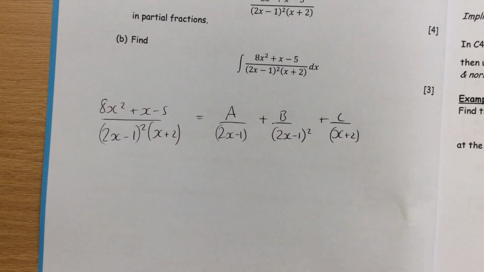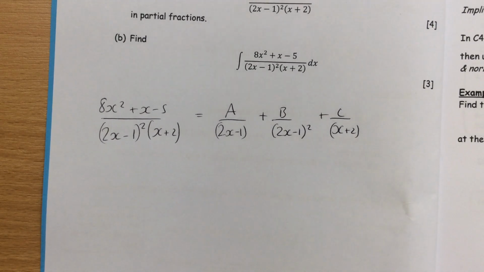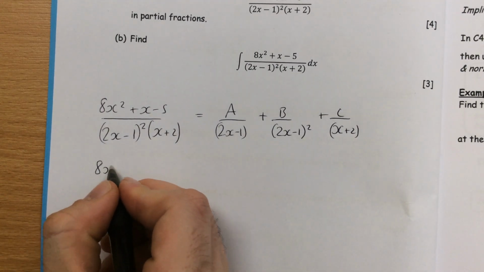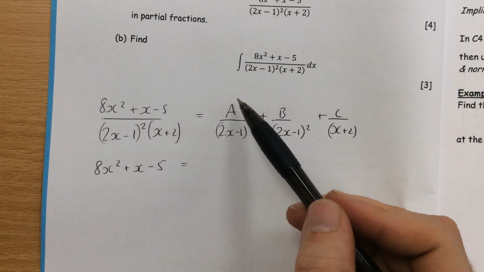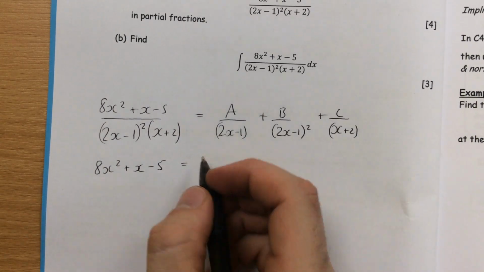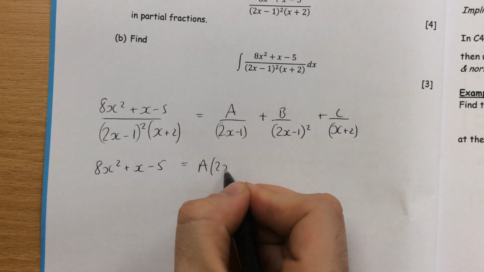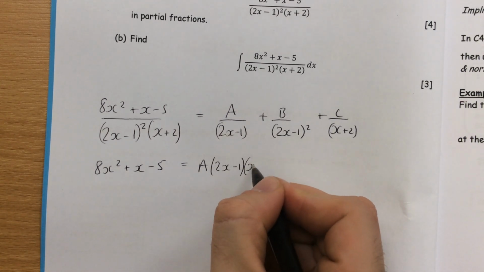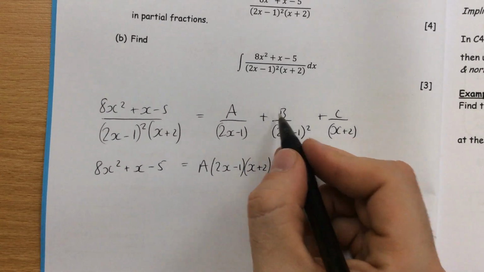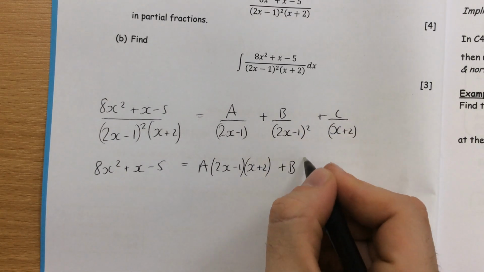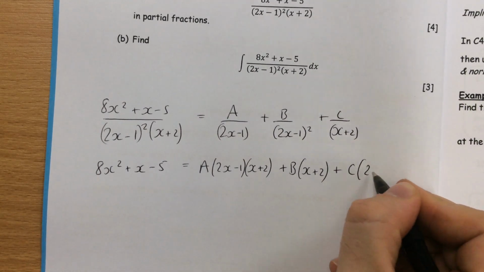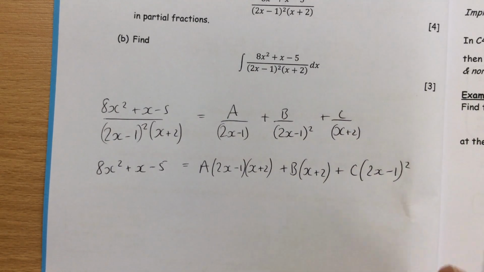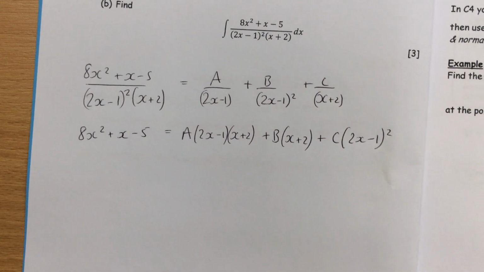The next thing we're going to do is multiply by the denominator right the way through to cancel out all the fractions. So on the left we'll just be left with 8x² + x - 5. On the right, when I multiply the first one by the whole denominator, I'll be left with a times (2x - 1) times (x + 2). For b, I'll be left with just the (x + 2). And for c, I'll be left with (2x - 1)² times c.